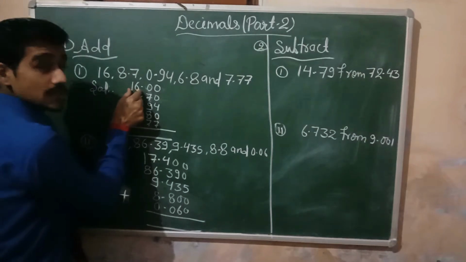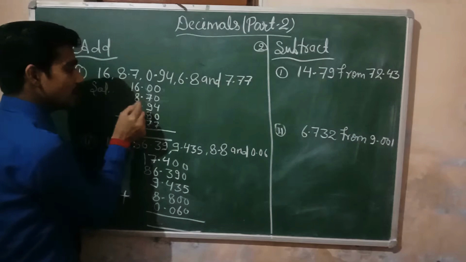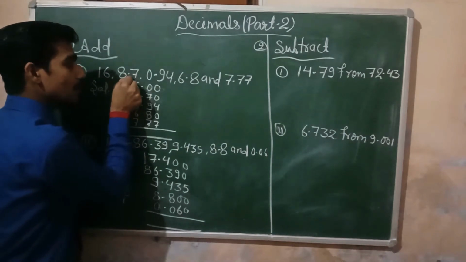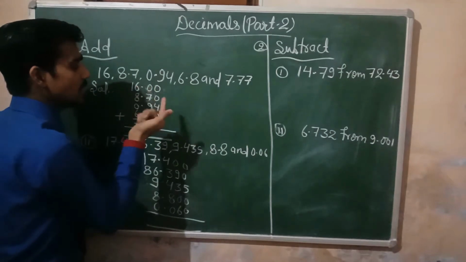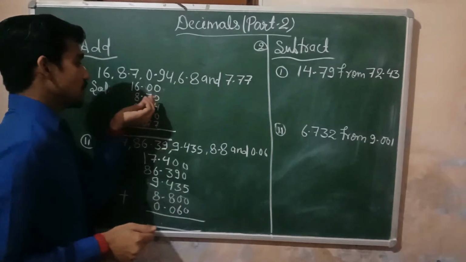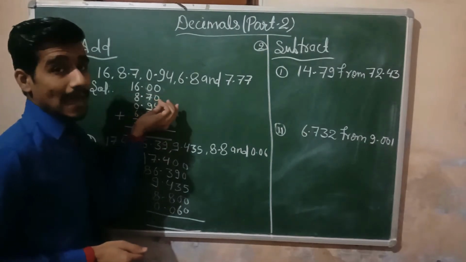That's why we will write here 16, and here 8.7. This is the whole number. We will write it here, and after the decimal, just one digit, you will write 7 and put a 0 here. Why do we put a 0 here? Because we convert into like decimals.